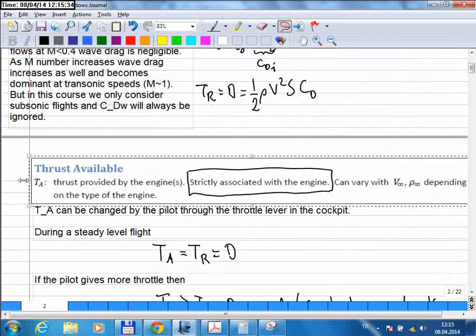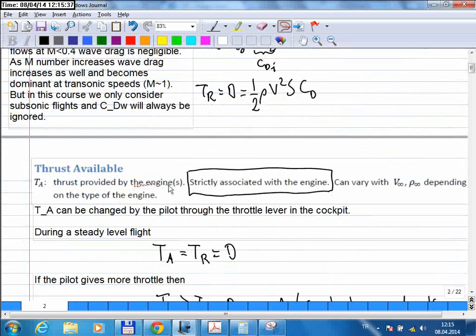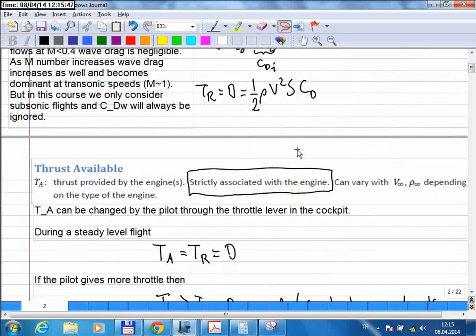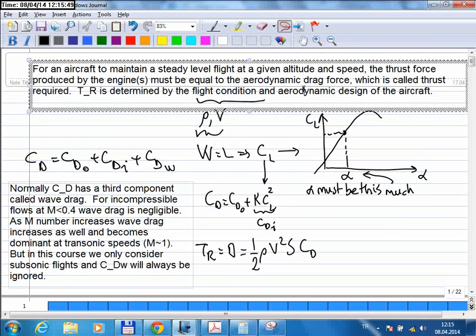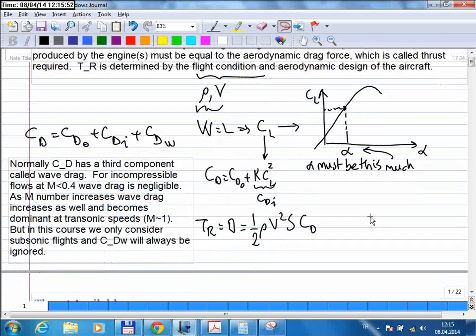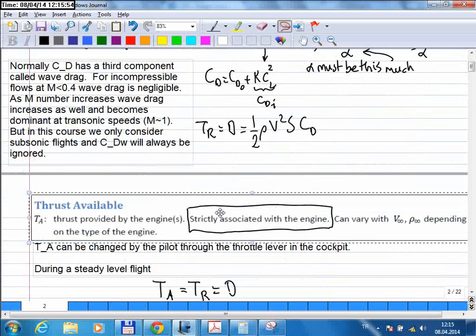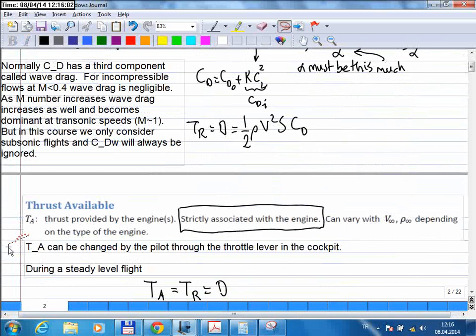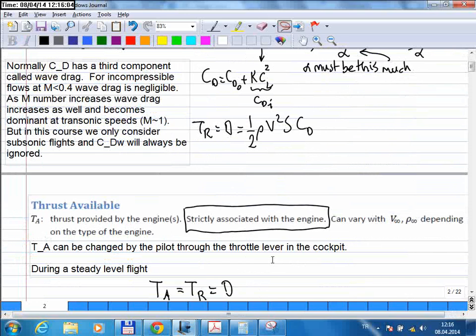And thrust available is the thrust force provided by the engines, and this is strictly associated with the engine of your aircraft. So while the thrust required depends on the aerodynamic design, the available thrust only depends on the engine type. Okay? And this is controlled by the pilot. The pilot can change the thrust force produced by the engines in the cockpit through the throttle lever.